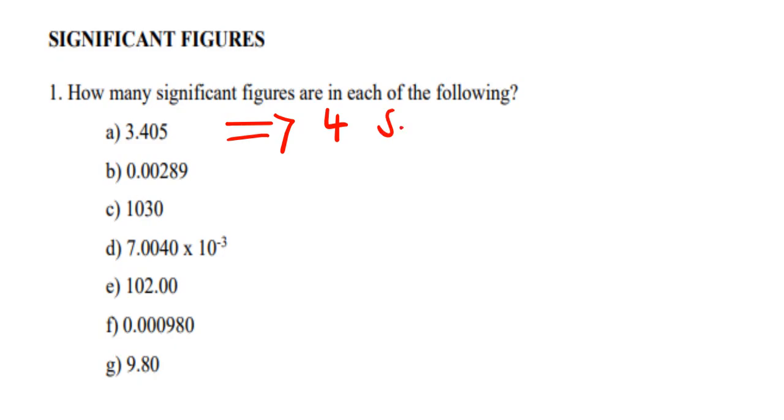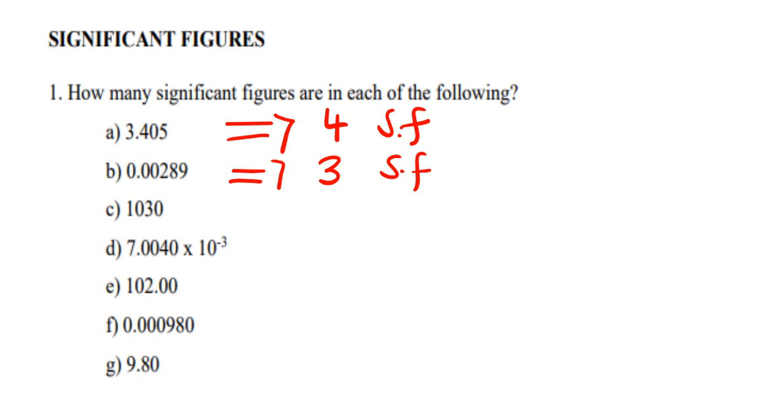Now you can pause this video and try out these questions to familiarize yourself as we are solving. Now we come to the second one. B is 0.00289. How many significant figures is it going to have? Now you're able to see that it has 3 zeros, which are just acting as placeholders. So your leading zeros are not significant. In this case, this one will have 3 significant figures.